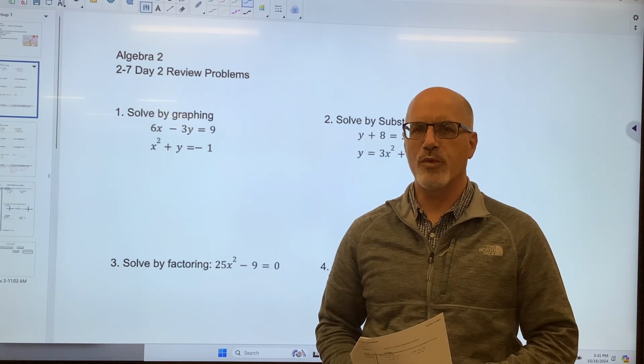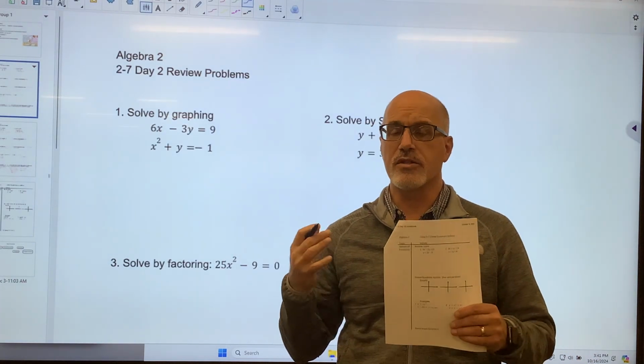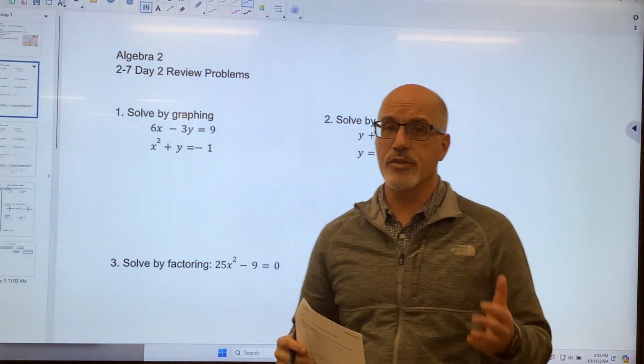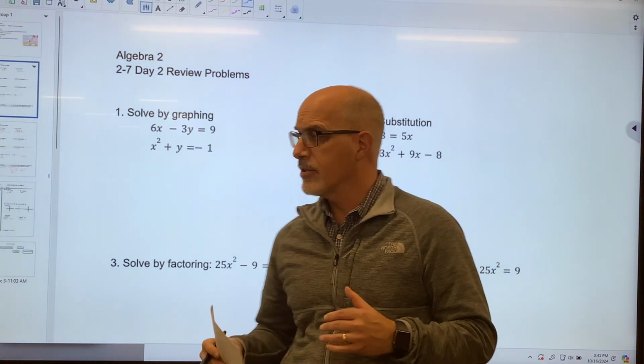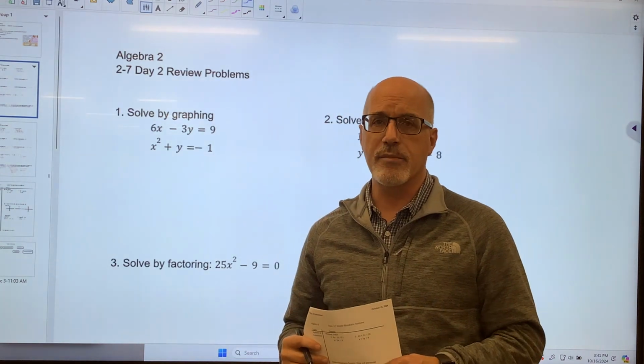We're going to take a look at some review problems. We're looking at quadratics. In quadratics, we've been solving those quadratics, we've been factoring the quadratics, and we're also graphing the quadratics. So taking a look at some review problems, let's start by doing a solve by graphing problem.